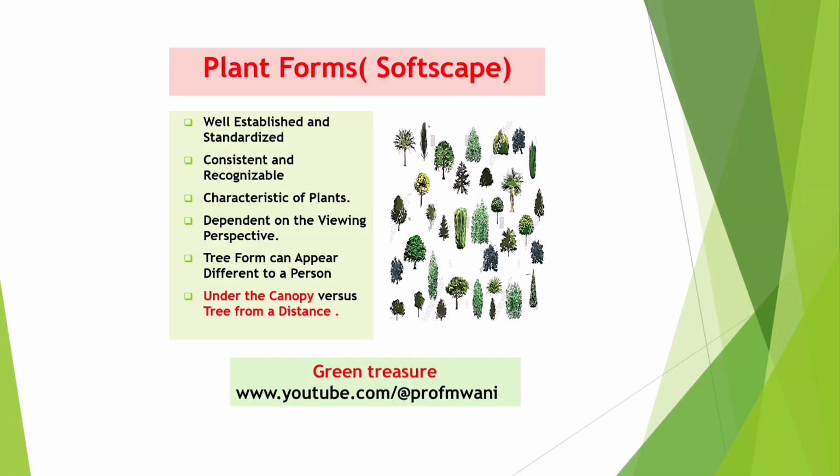Every plant form has characteristics. It will be particular to a particular plant, and they are dependent on the viewing perspective also. We have different plants, they all have different forms which are recognizable and consistent. From the viewing perspective, a tree form can appear different to a person under the canopy versus a tree from a distance. So we have the plant forms, softscape, which is basically used in the landscape because of their particular form.